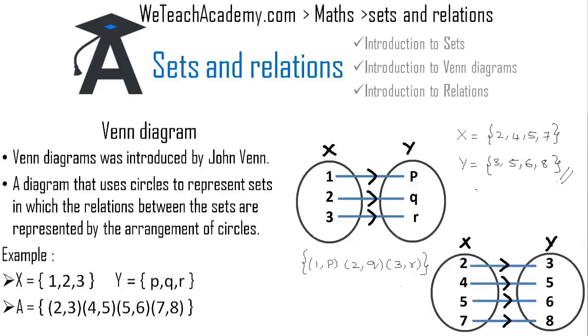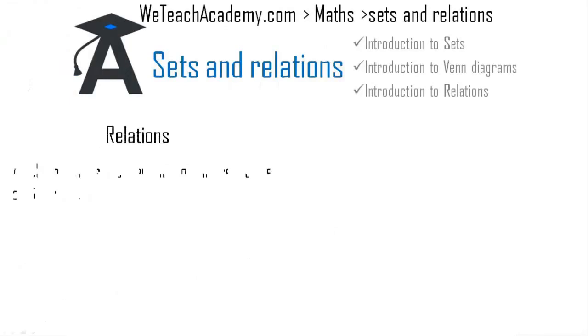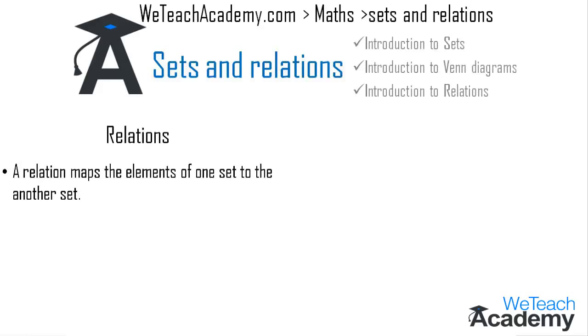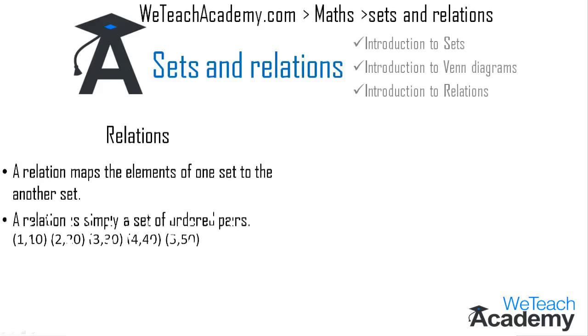And now let us learn what relations are. A relation maps the elements of one set to another set. In other words, a relation is simply a set of ordered pairs, where an ordered pair is a pair of elements placed in a particular order. So here we have some ordered pairs, say (1, 10), (2, 20), (3, 30), (4, 40) and (5, 50). To explain this concept in detail, let me consider an example.